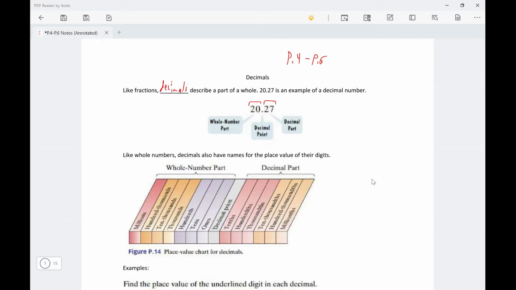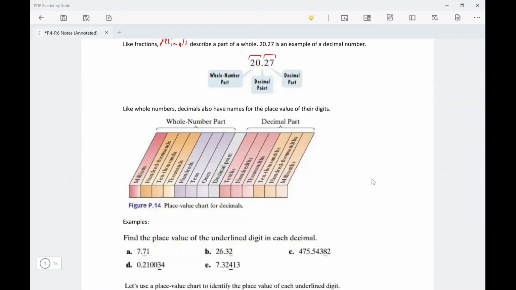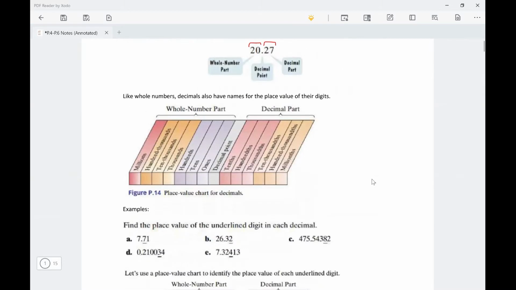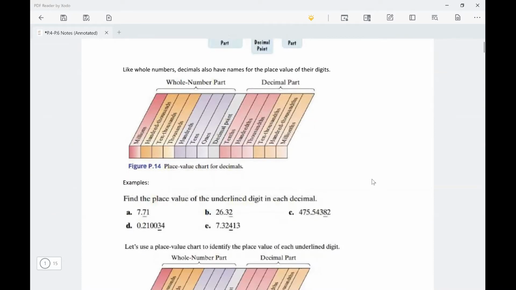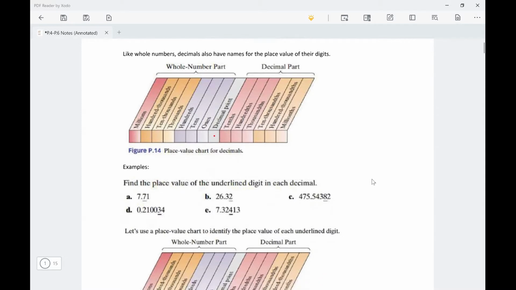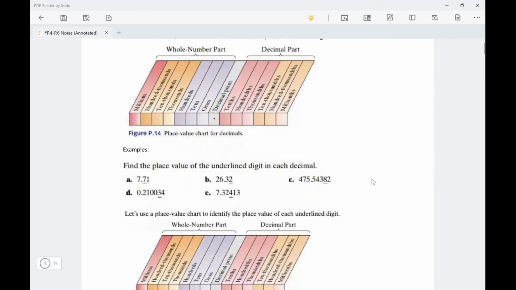Okay. So just like whole numbers have names for things, we also have names for the decimal parts of things, right? Very similar to the whole number parts, we're going to start with tenths to the right of the decimal point, and then go to hundredths, thousandths, 10,000ths, and so on. They're very similarly split up into periods, just like with the whole number parts.